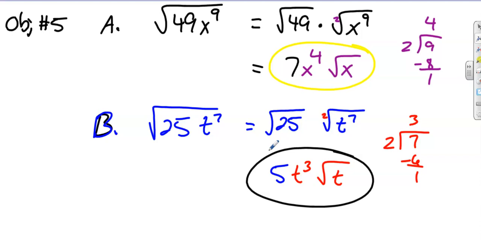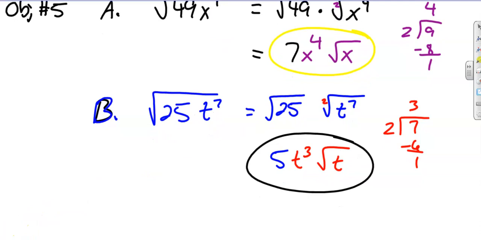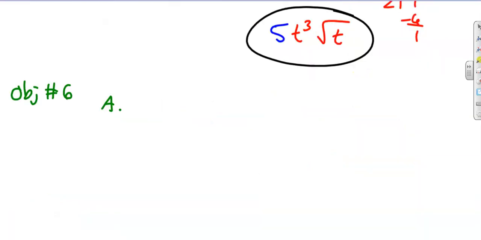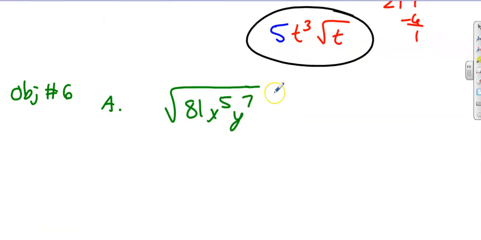Okay. Objective 6, they make a really small step. They say, all right, well, if you can do it with 1 variable, can you do it with 2 variables? So now they're going to give you 2 variables when they go into the next part of it here. So we'll go with the square root of 81 x to the 5th and y to the 7th.